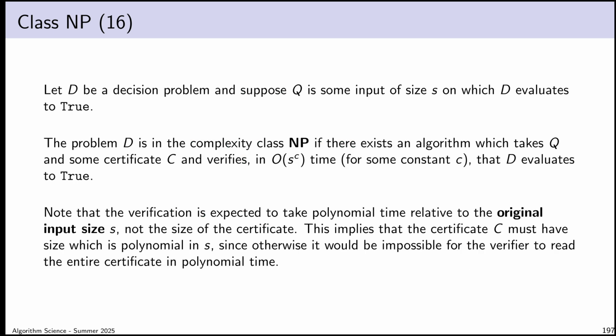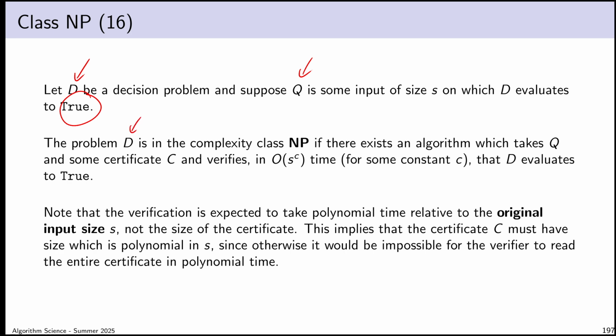Okay, so the definition we'll use for that is, let D be a decision problem, and consider some input Q where D evaluates to true. And again, notice I'm only worrying about cases where it evaluates to true. We're not going to worry about the case where it evaluates to false or how to wrangle that. That's a separate issue. It turns out it's all tangled up in this issue, but in a way that goes far beyond the scope of this course.